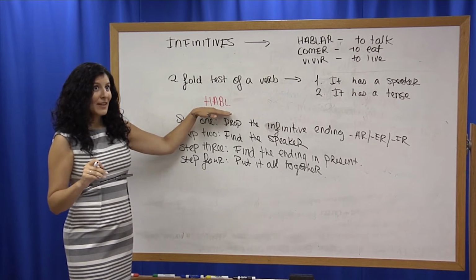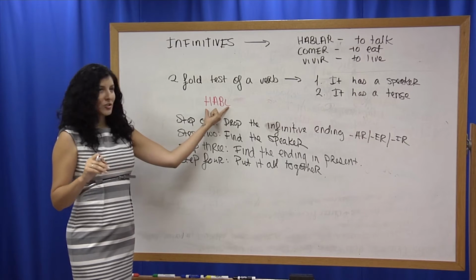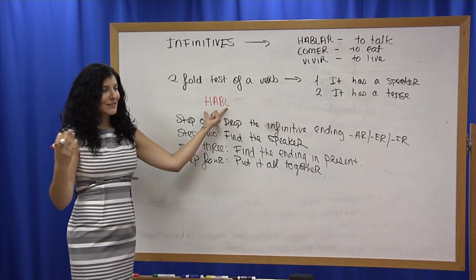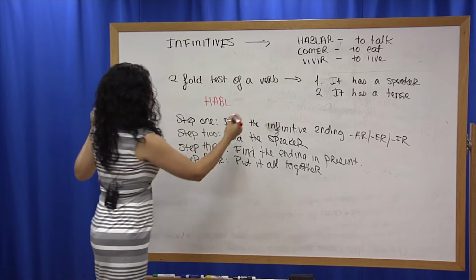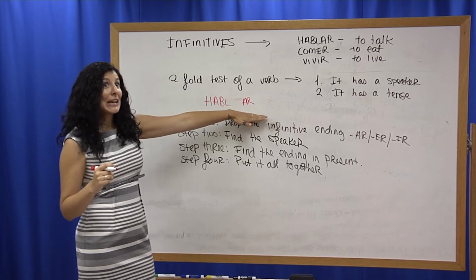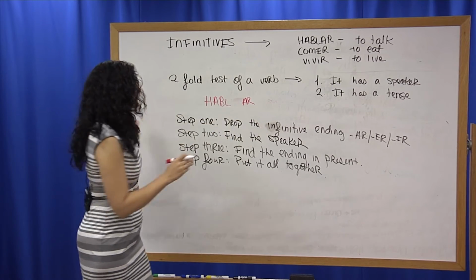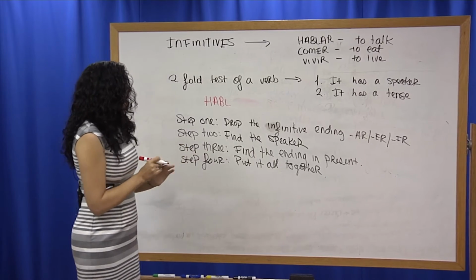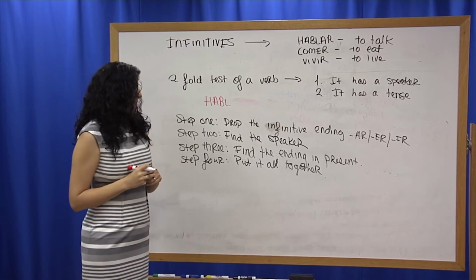and we would just be left with the root of the verb. In Spanish, this portion of the verb is called the root or the stem. In Spanish, it's called the raíz, and the AR portion is called, in Spanish, the terminación. In English, it is called the ending. The ending will tell us what tense we are in, and the root generally remains the same.